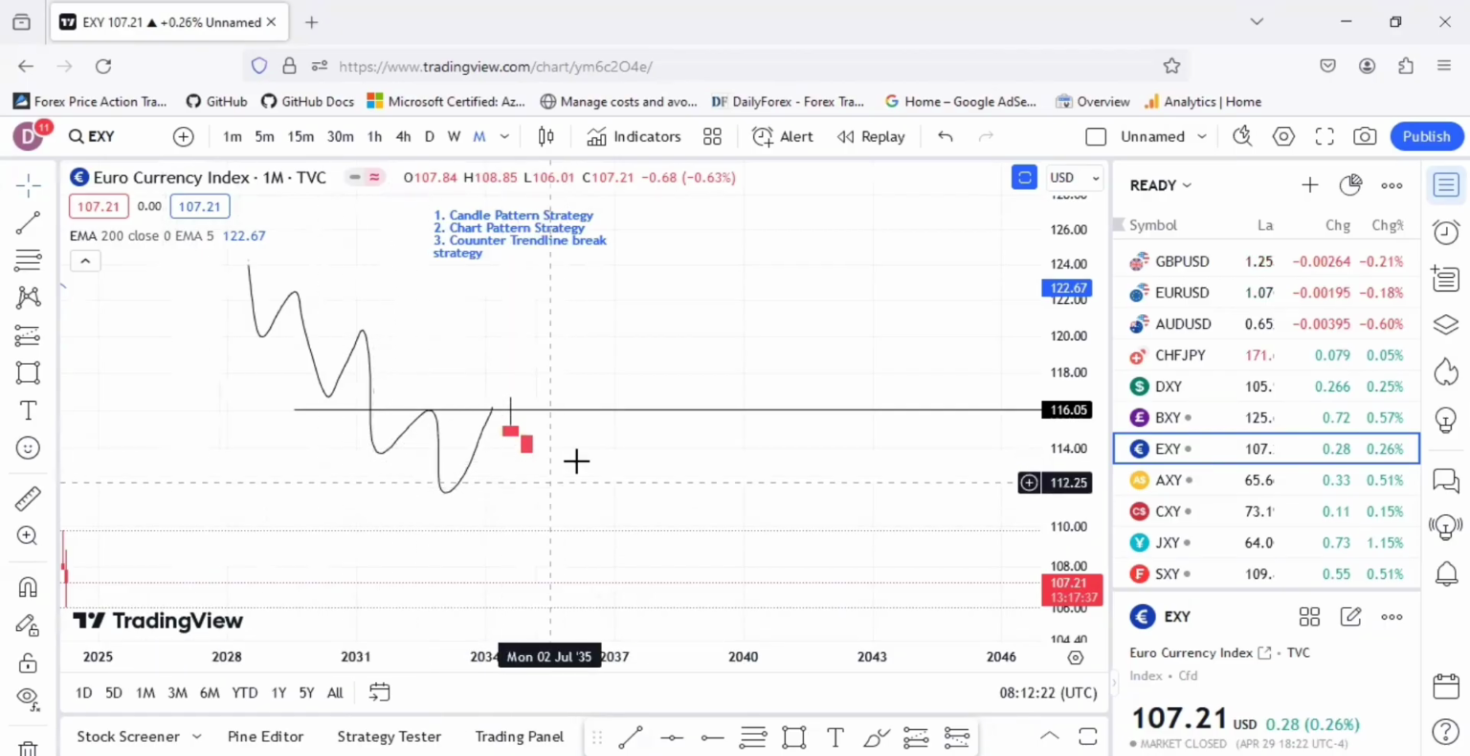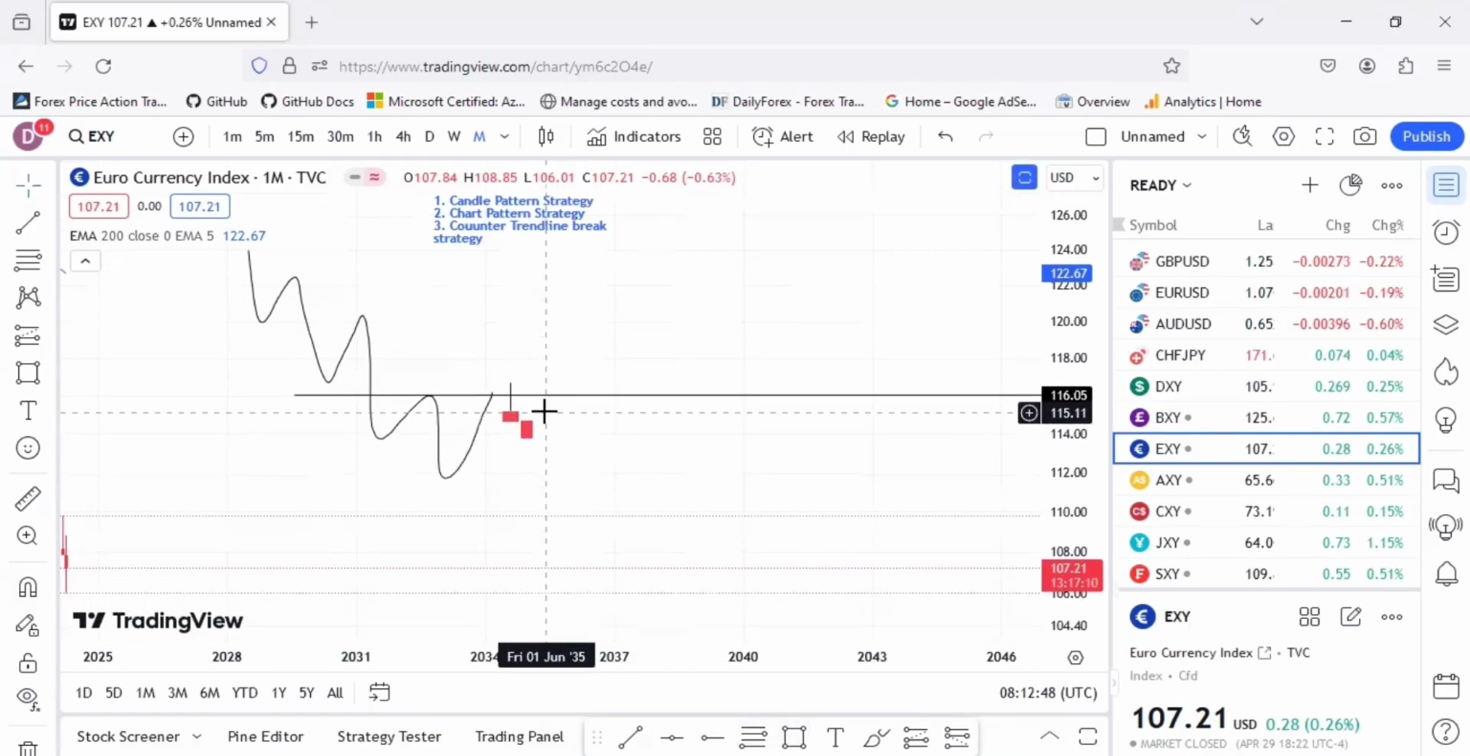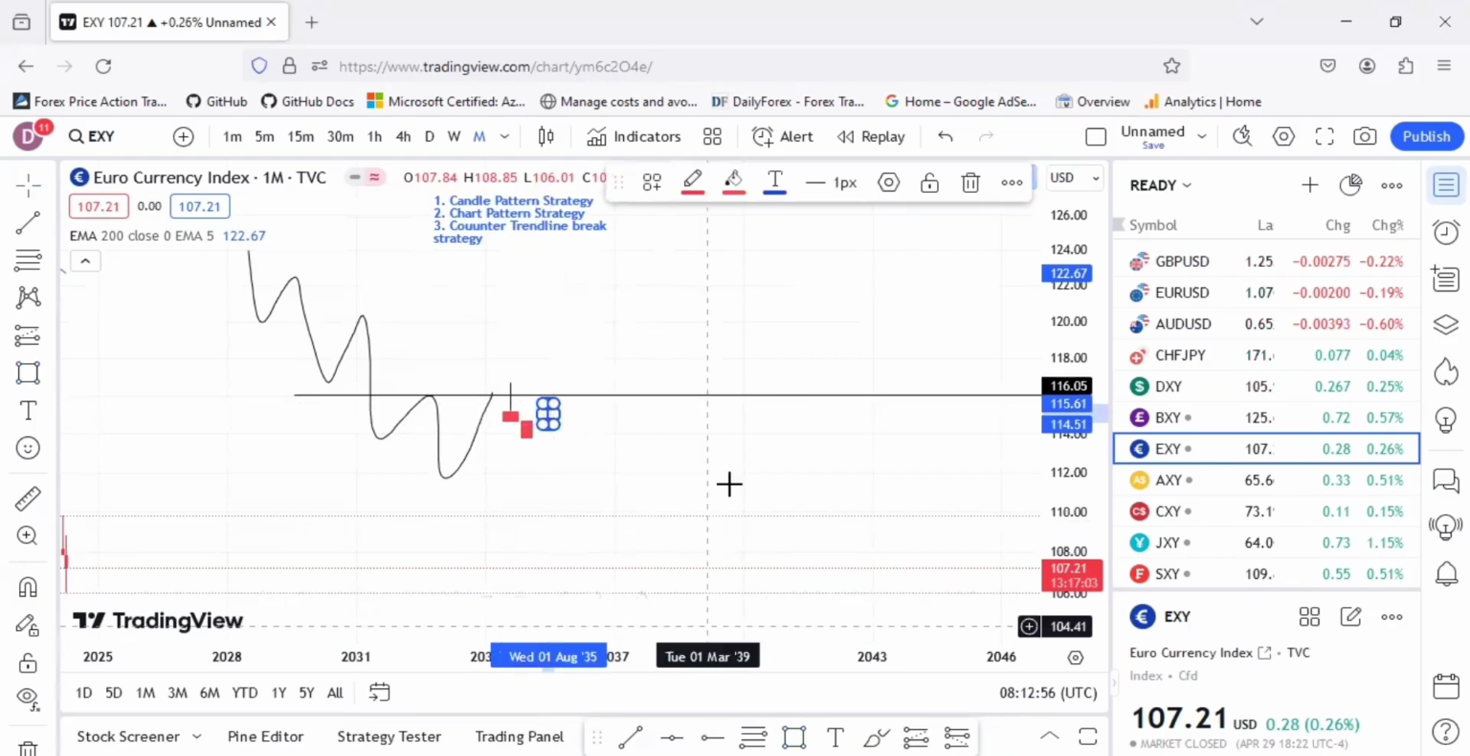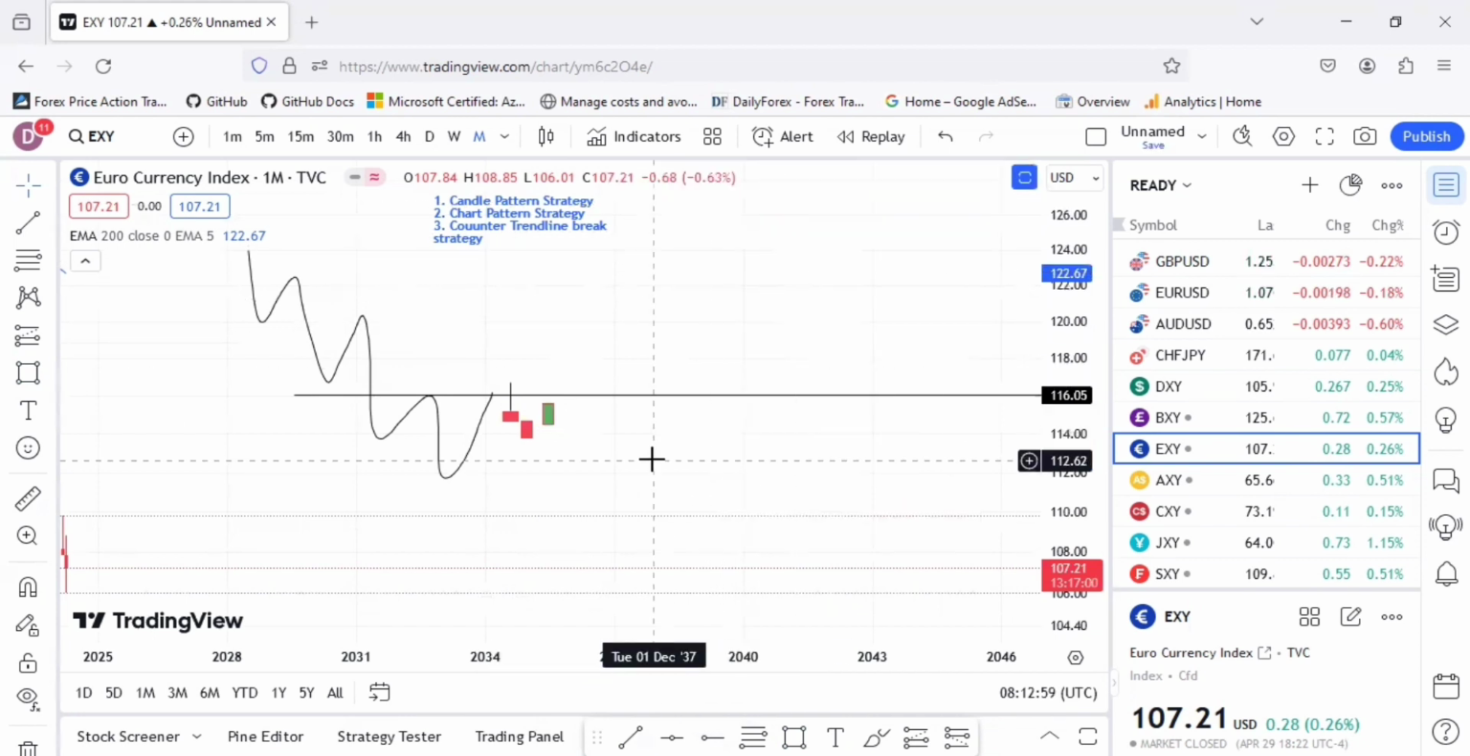The second way is you can wait for this candle to retrace back to 50% of this candle, the middle of it, before you enter. So either you enter immediately like this, or you wait for the candle to first of all retrace back to 50% before you enter. So either way, you are good to go.